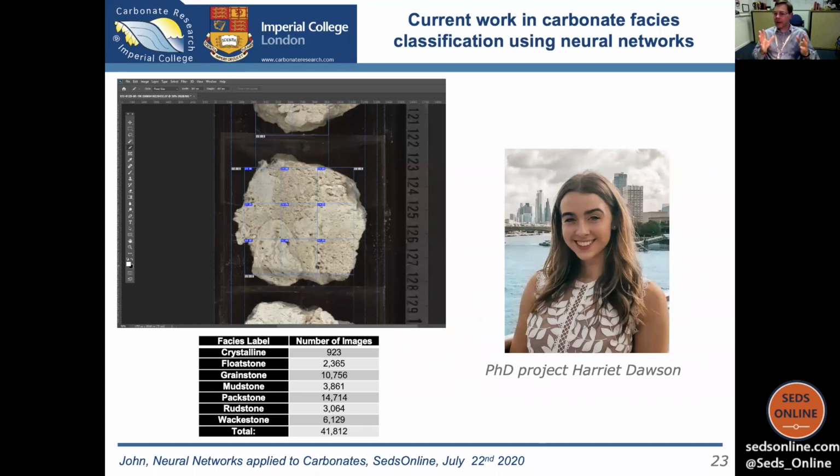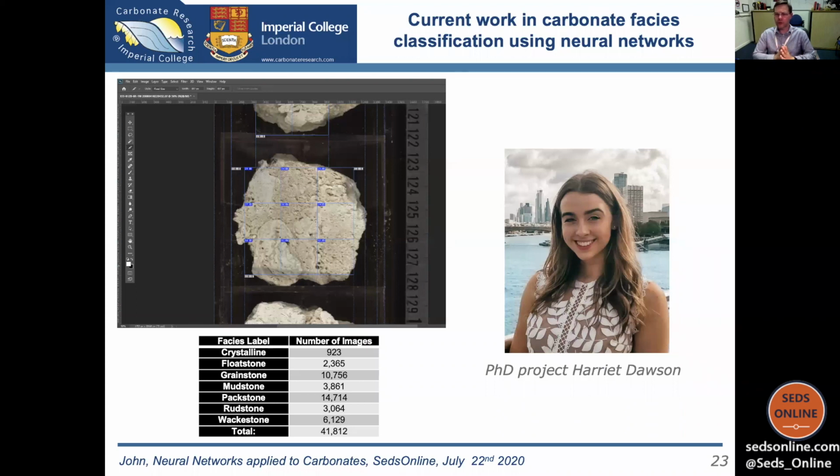So all that I've shown so far is basically part of a paper that's in prep and should be submitted very soon. But we have current work. So now I'm going to change track a little bit and talk about the current projects within my group. And I'll start with the PhD project of Harriet. Harriet, in a way, took these initial results and is pushing them to the next level. So she started less than a year ago.